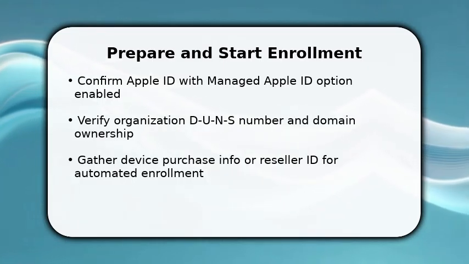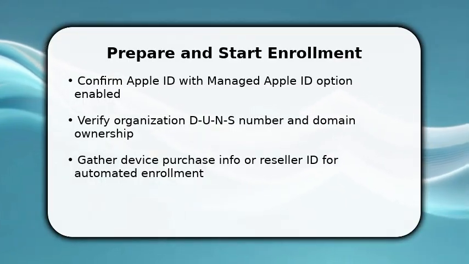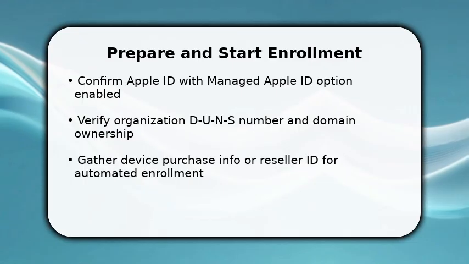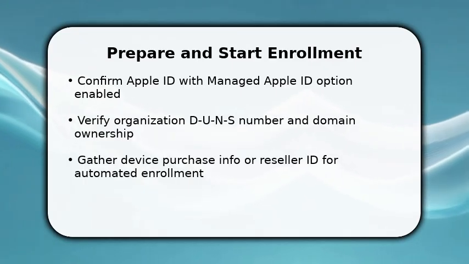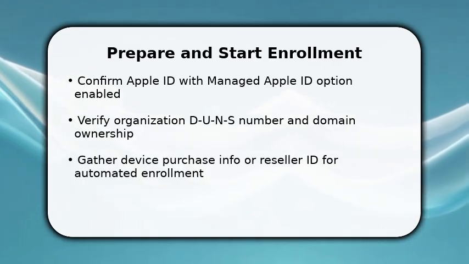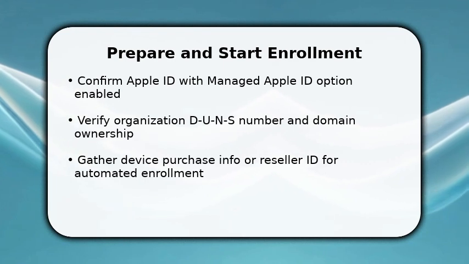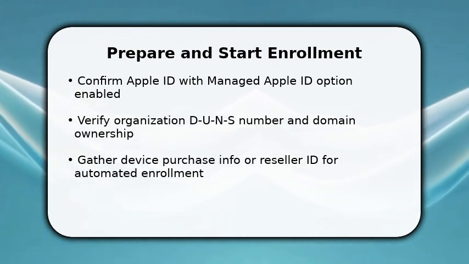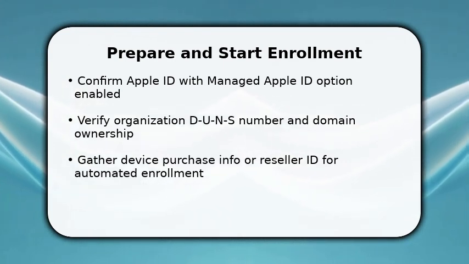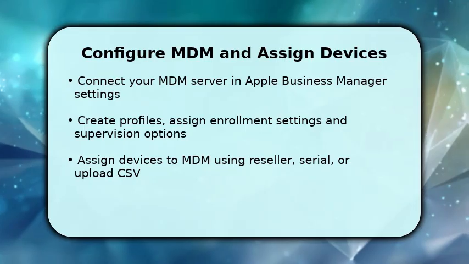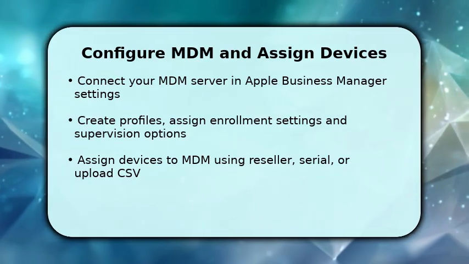Once domain ownership and your DUNS number are verified, add your reseller or carrier account details so enrolled devices are automatically assigned. Make sure to collect serials or purchase order numbers now, since you'll need them to link hardware to Apple Business Manager. Next, you connect Apple Business Manager to your mobile device management server.